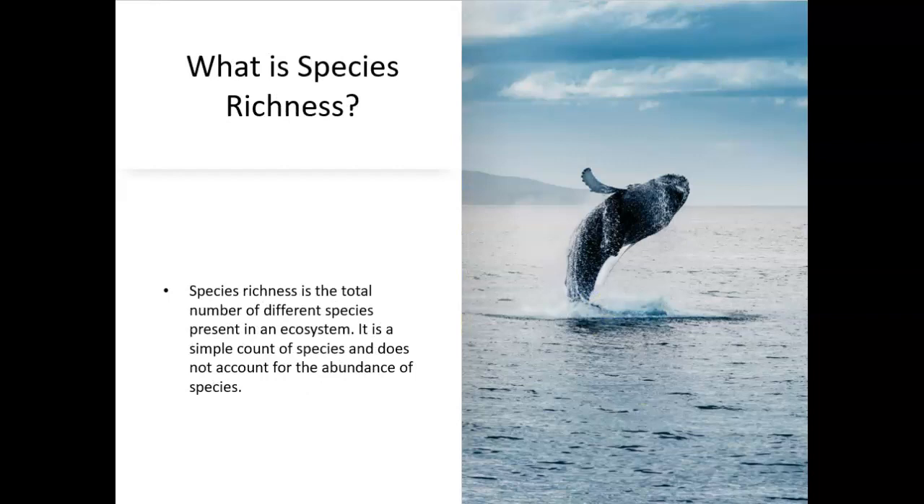So what is species richness? Species richness is the total number of different species present in an ecosystem. It is a simple count of species and does not account for abundance of species. So you're just simply counting the different types of species, and that's it.